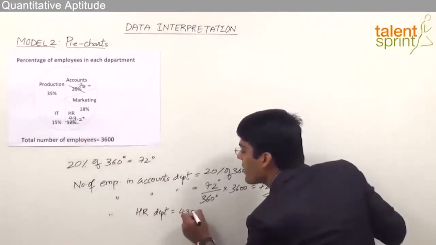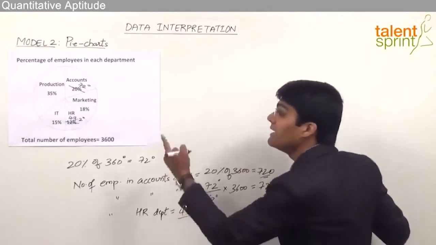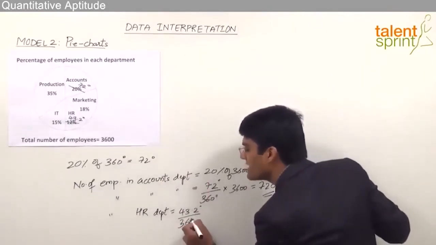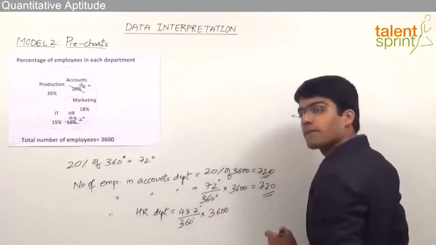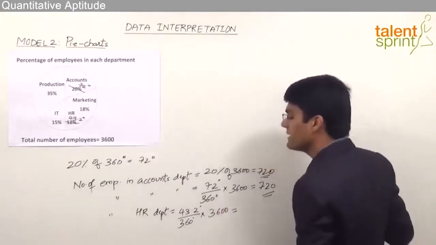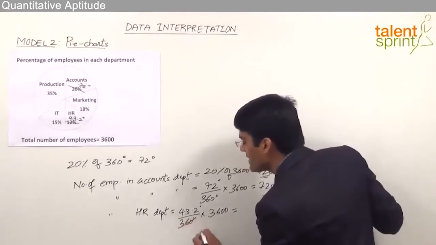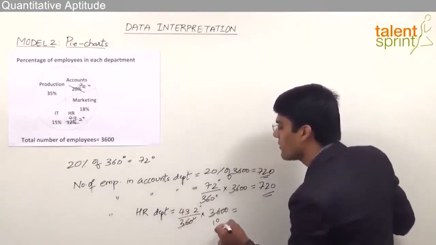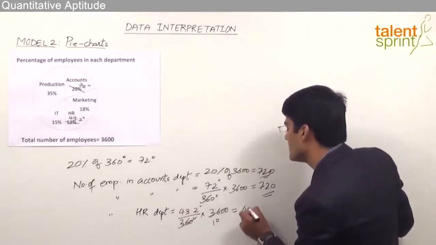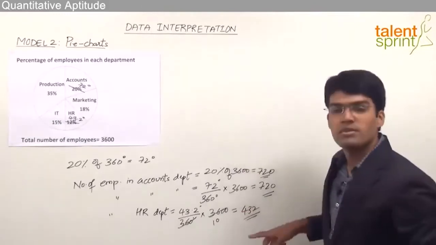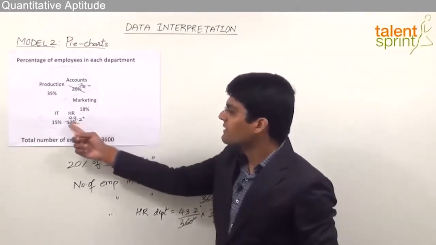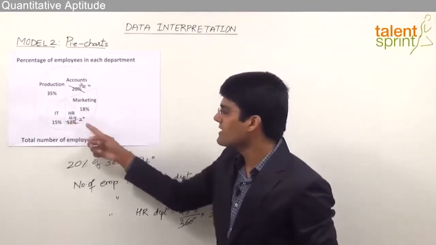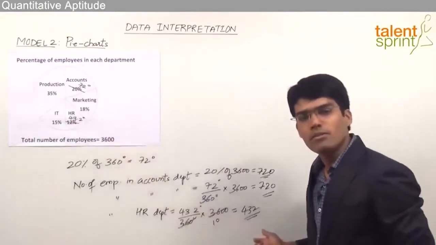So 43.2 degrees out of total 360 degrees. Why? Because the total angle is 360 degrees, multiplied by the total number of employees, 3600. Now by simplifying this, we can get the required answer. That is, the 360 here goes 10 times. 10 into 43.2 will be equal to 432. So we can say the number of employees in the HR department is 432. Otherwise, if you take it in terms of percentages, we get the same answer. 12% of 3600 will be equal to 432.